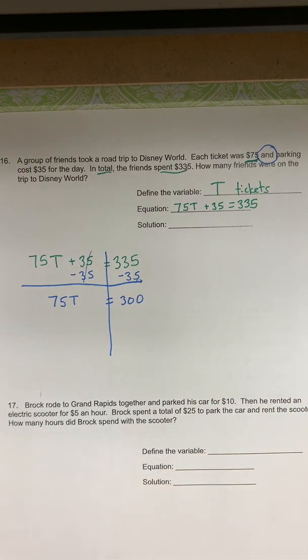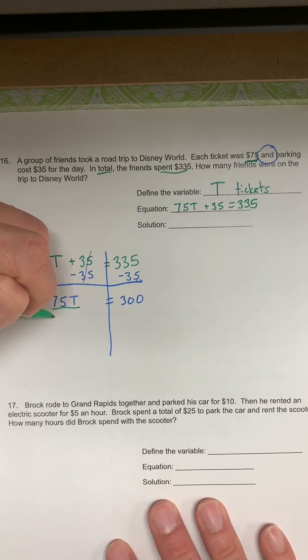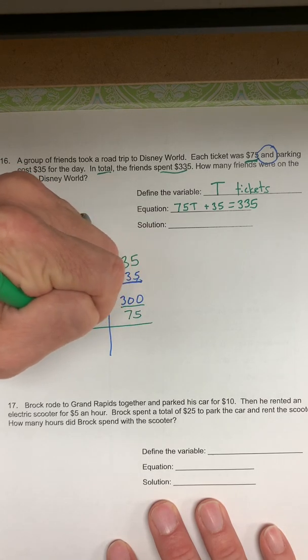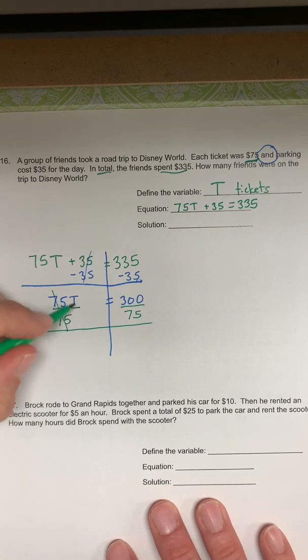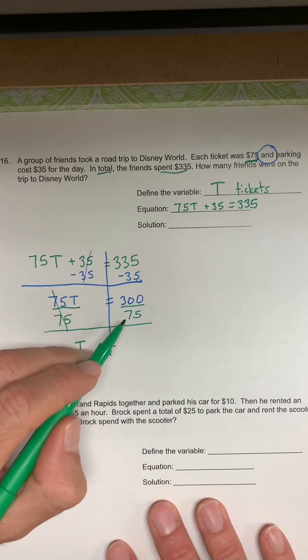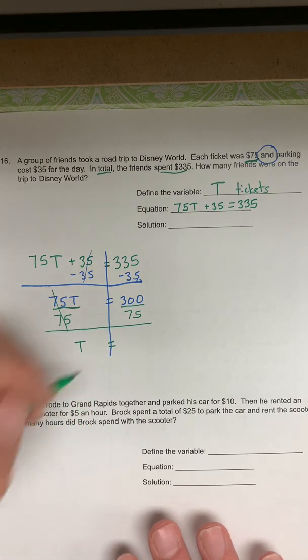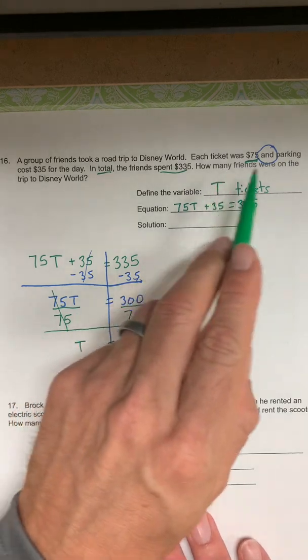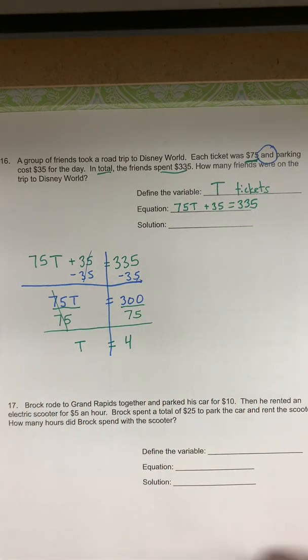So to get t by itself, we need to move the 75. This is 75 times t. The opposite of timesing is dividing. So we will divide each side by 75. Only thing left over here is t, which equals 300 divided by 75, which is 4. So solution is 4. How many friends were on the trip to Disney World? There were 4 of them.